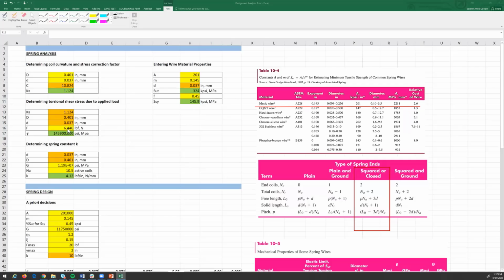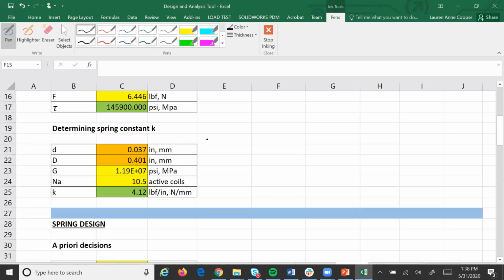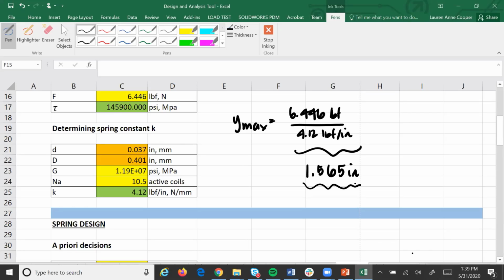So if that is our force, we already solved for the deflection from that force using the spring constant. So we'd already solved for this. So Y max, remember, was 6.446 pounds over 4.12. So this is how much the spring can deform before it reaches its torsional yield strength. And then we add on to that the closed height or the solid height, which we found to be 0.5. So that gives us a free length of 2.065 inches.